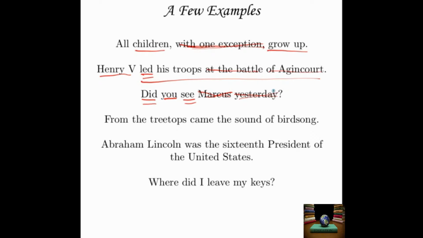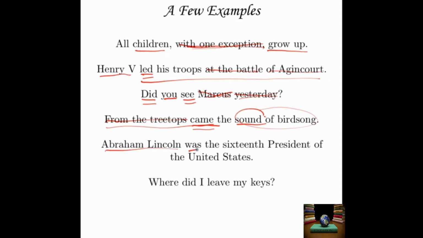All right. From the treetops came the sound of birdsong. This sentence has an inverted subject-verb order. Normally in English, the subject comes before the verb, but sometimes if we're feeling especially poetic or just feel like messing with our readers, we will invert them. So from the treetops is a prepositional phrase. Came is a verb, but what came? What did the coming? Well, that would be sound. So sound of birdsong would be the complete subject, and came from the treetops would actually be the complete predicate.